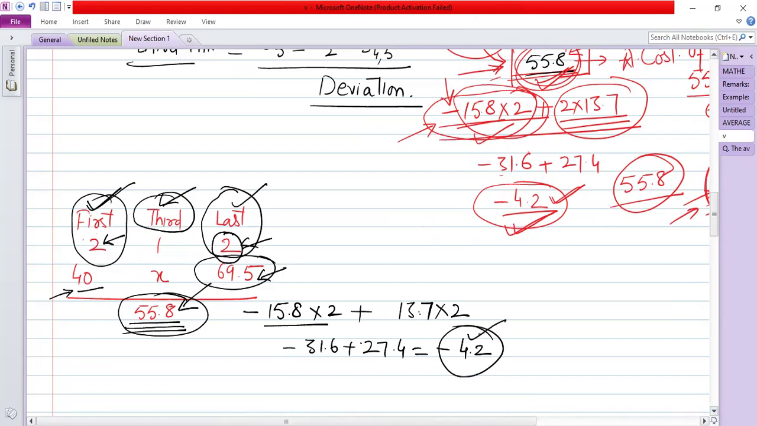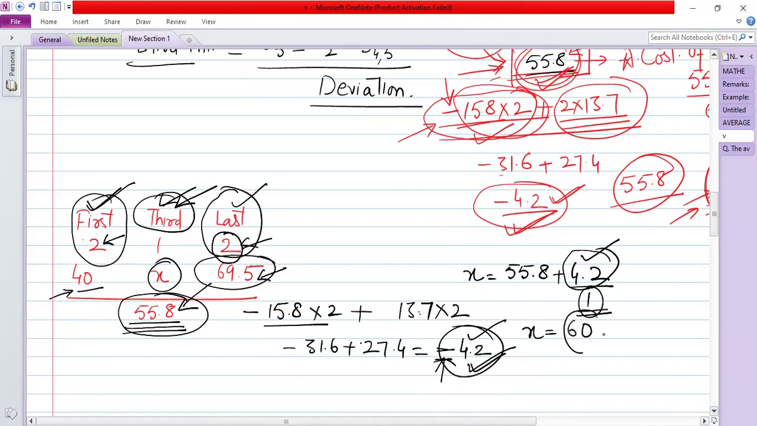Okay. So this 4.2, since it is minus, by whom will it be compensated? This negative 4.2 will be compensated by this third term. So this third term, x, must have 55.8, and it must have something else, that is 4.2 divided by 1, because this 4.2 is only to be shared by one person, the third person. Means it should have 60. The third term must be 60.